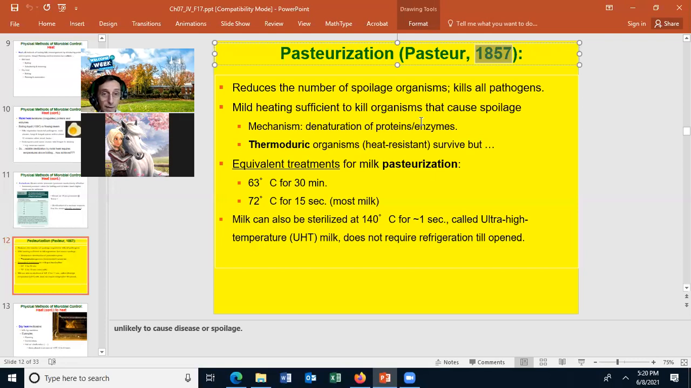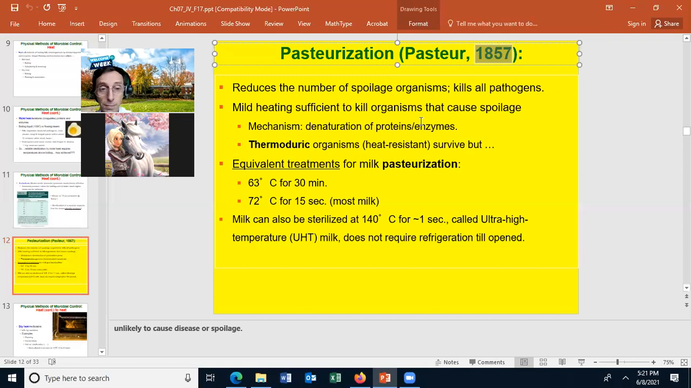There are two treatments for pasteurization. You can treat the item, which is usually liquid or air. The most commonly pasteurized item is milk, but beer is also pasteurized, and a few other items. You can treat the item at 63 degrees Celsius for 30 minutes, or you can treat it at 72 degrees Celsius for 15 seconds. Most milk today is treated at 72 degrees Celsius for 15 seconds.